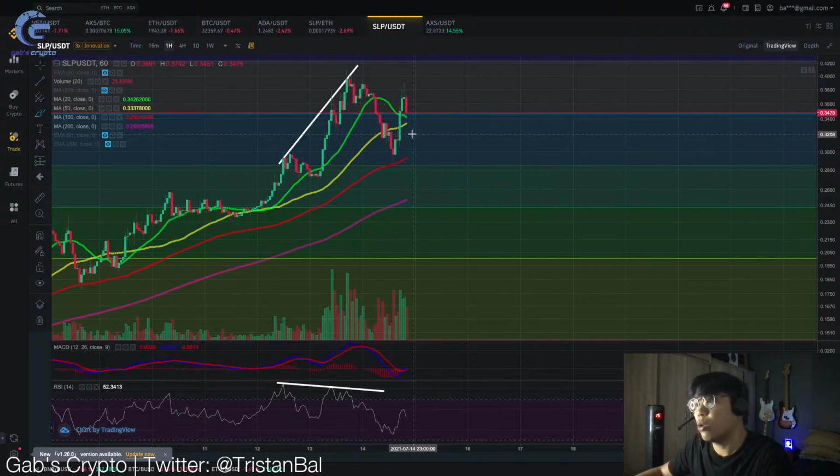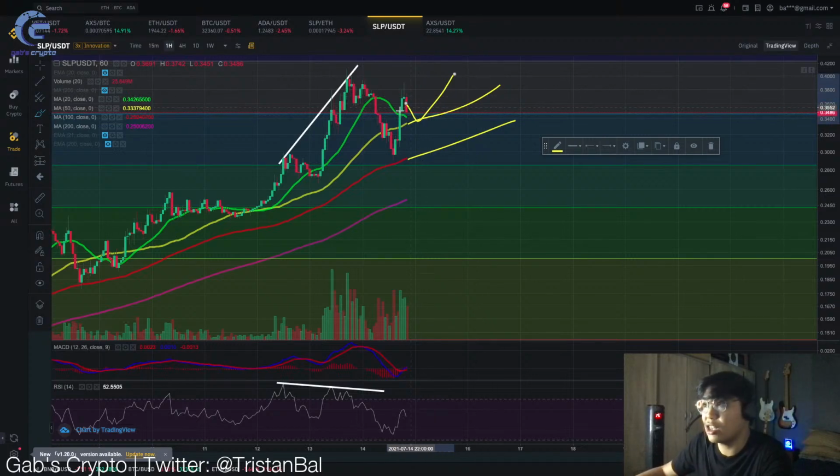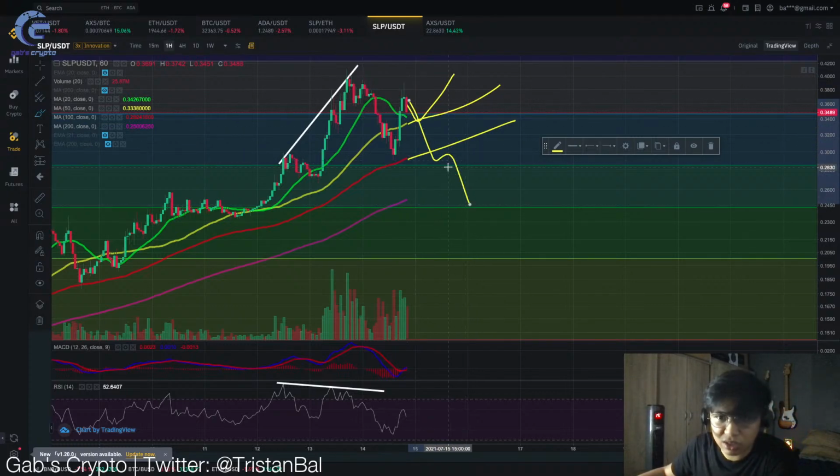So, what must happen right now is SLP must bounce off within this yellow or red line. Kailangan niya mag-bounce dyan, kasi this would help the pump to continue. This would sustain the pump to the upside. Kasi kung hindi natin nakita ang pump dyan, I believe that would be the dead cat bounce and then this would more likely continue to the downside if hindi tayo nakakuha ng bounce dyan sa moving average. So this is what you should now be checking out for, is itong movement for SLP.